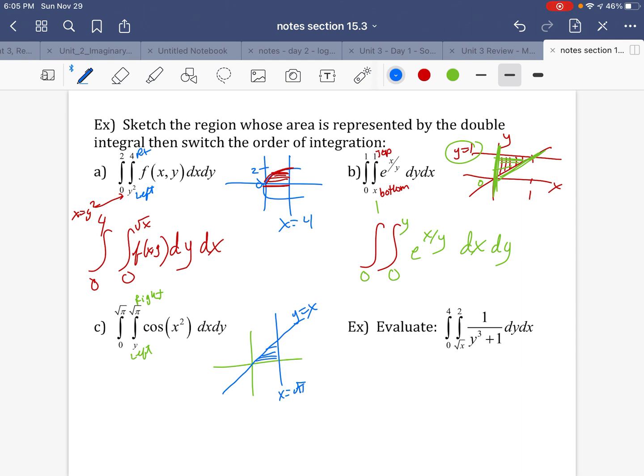right to left. So it's going like this right now. We're trying to change it to top to bottom. And it's going from y equals 0 to pi right there. Okay, so we're changing it to top to bottom, so we're going up and down. So I'm going to have my top be y equals x, my bottom be y equals 0. I'm going to have my numbers be from 0 to radical pi. Oopsie.